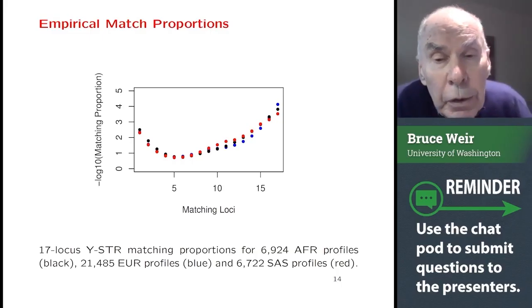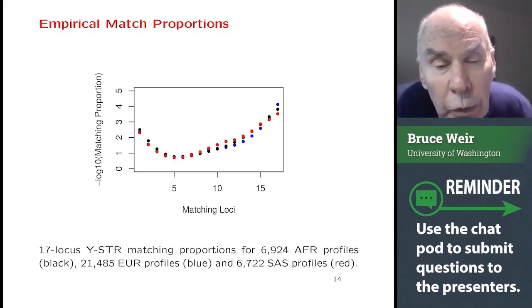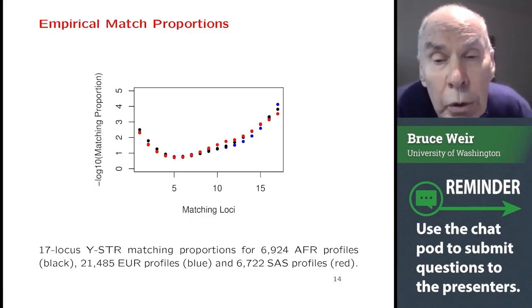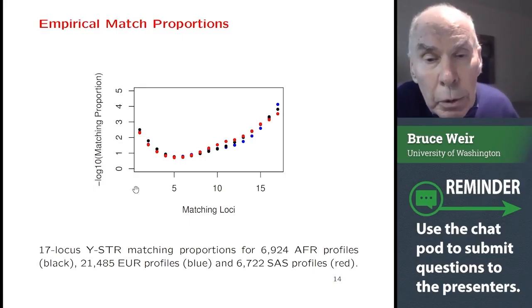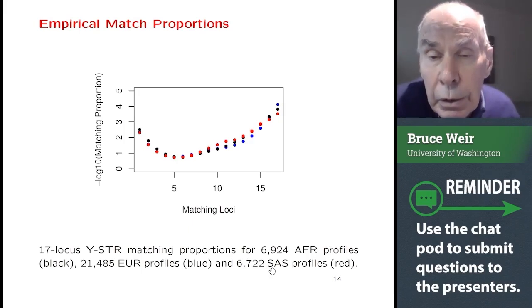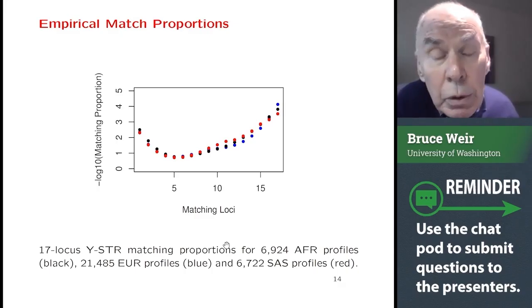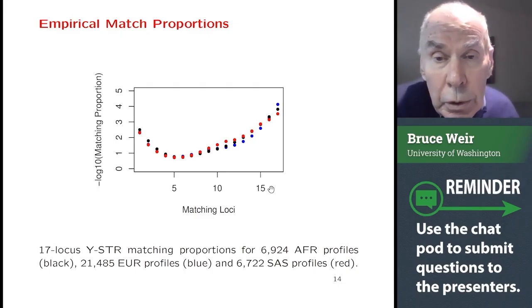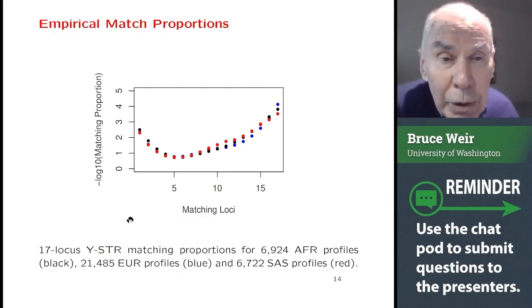We've divided the data, and we looked at it twice, once for profiles that are all typed to 17 Y-STRs, or those typed the full 23. So we did the same thing, look at all the possible pairs of profiles for 3 groups of people, 7,000 African, 21,000 European, and 7,000 South Asian. Each of those 3 data sets, we did all the pairs of comparisons and see what fraction of the pairs match at 5, 10, 15 loci. And then did the minus log 10.